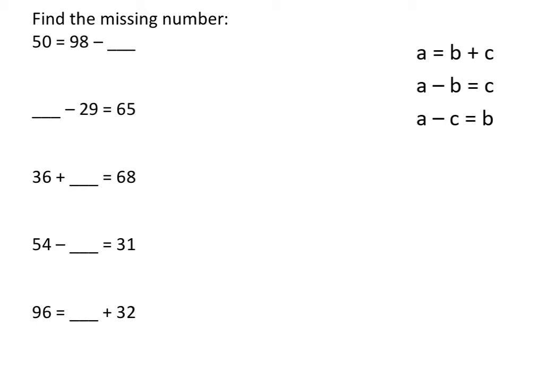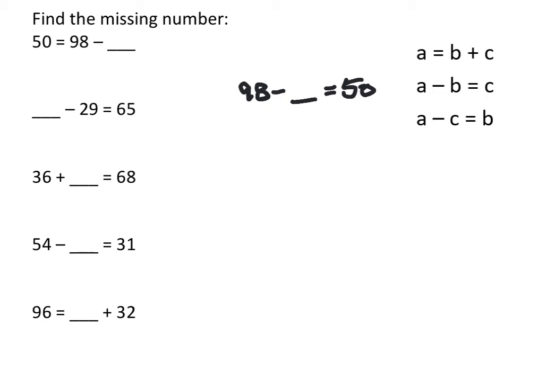So here we go, we got 1, 2, 3, 4, 5 examples, okay? And I got the fact family up so we can use that to figure out the answers to these ones, right? So this first problem here, 50 equals something minus something else. That looks like this one right here, okay? You could say it's this one, and that would be fine. So I'm going to rewrite it in this order, A minus B, so it's 98 minus something equals C, which is 50 here, okay?